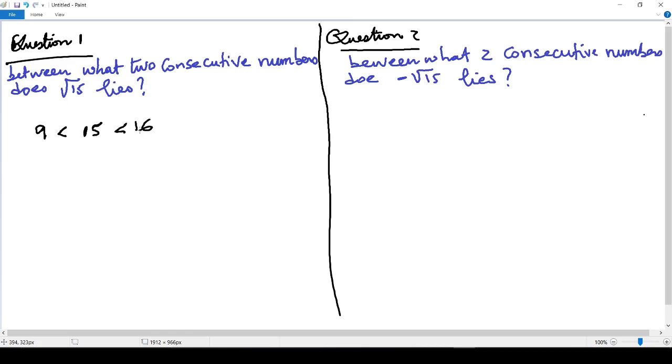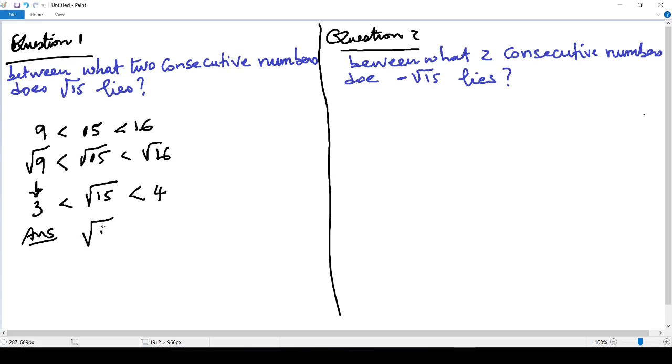Now we will apply our radical in order to have square root of 15. Apply the radical on everything, and square root of 9 is equal to 3. Here we don't know the exact value, so we keep it there. And square root of 16 equals 4. So the answer: square root of 15 lies in between 3 and 4. Okay, so moving to the next question.